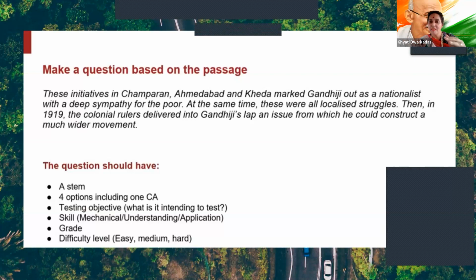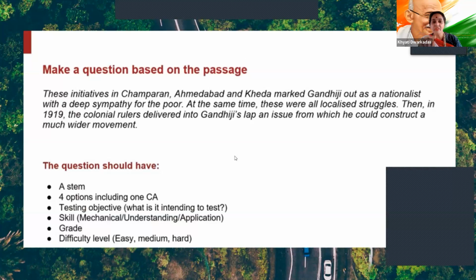Which incident is being spoken of in this passage? And you give 4 options: NCM, CDM, Quit India, those kinds. So all of you know that we are talking about the NCM, but when it comes to framing a question, you have to make a simple question. This also tests the competencies of the students.